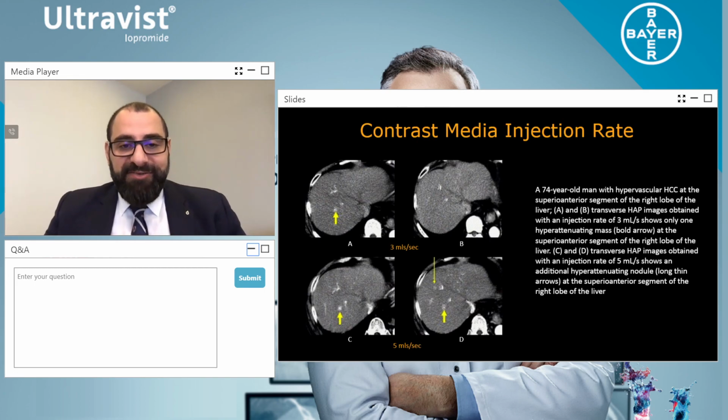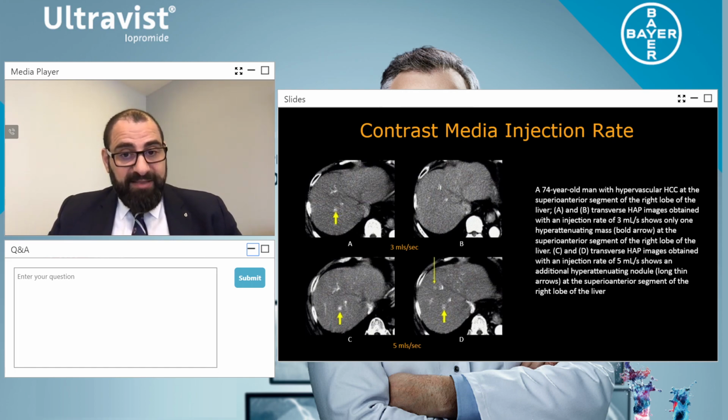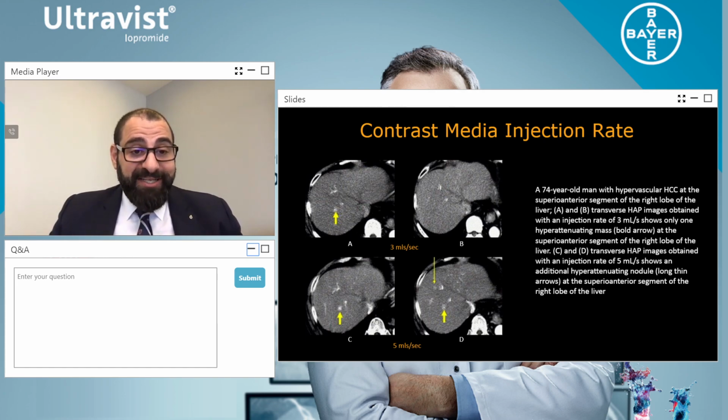So this patient here is a 74-year-old man with a hypervascular hepatocellular carcinoma at the anterior segment. Now, if we have a look at this same patient that was scanned 1 week apart, the top two images are 3 mils a second and the bottom two images are 5 mils a second. So with a faster flow rate, we actually see lesions a lot better in the late arterial phase. But the problem here was they never used 100 kVp. This was used at 120 kVp. So you have to understand that using a combination of low kVp, 3.5 to 4.5 mils a second, we see fantastic filling of small hepatocellular carcinoma lesions.